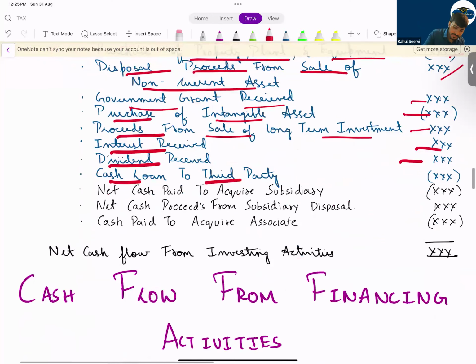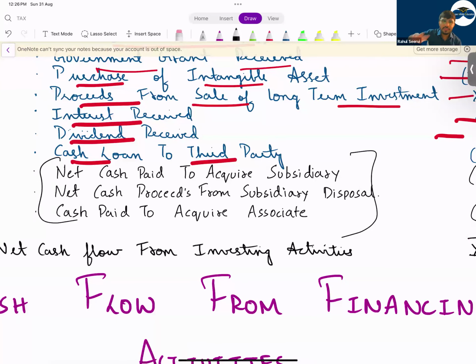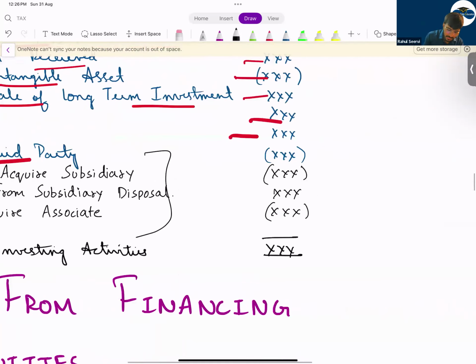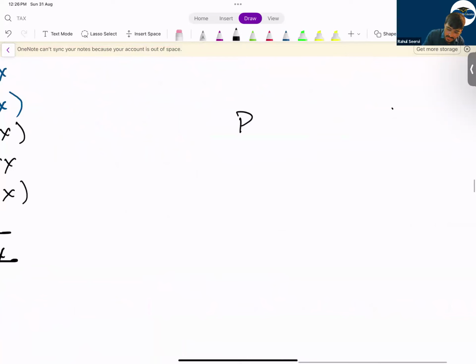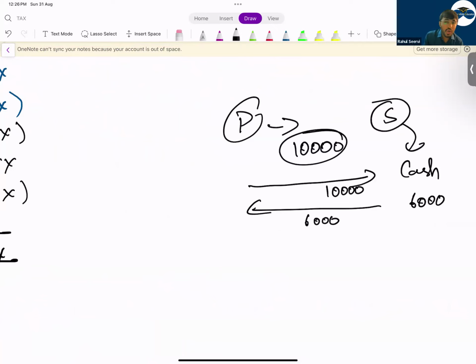Then coming to the next thing, net cash paid to acquire a subsidiary, and net cash proceeds from subsidiary. Whenever you have a question, it will be regarding either an acquisition of a company or a disposal of a company. Now understand the important thing here: there are parent companies and subsidiary companies. The parent company paid $10,000 to acquire the subsidiary company, but the subsidiary company has a cash balance of 6,000. So on one side cash is going out, and on the other side cash is coming in, 6,000. So how much is the net? We say net paid to acquire the subsidiary is 4,000.